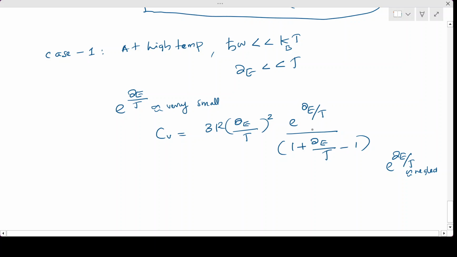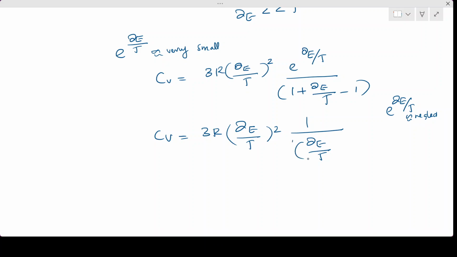So what is in the numerator? The terms in the numerator you can neglect. So you'll have the representation Cv is equal to 3R into (theta E by T) square divided by (theta E by T) square. So you can cancel out the theta E by T terms against each other, and you get Cv will be equal to 3R.